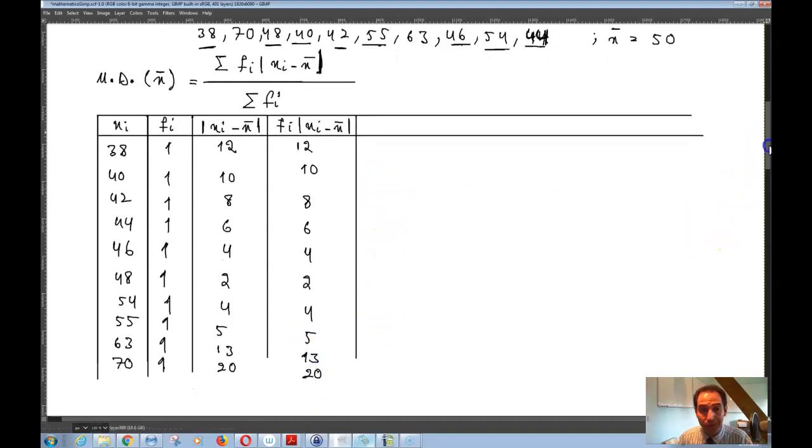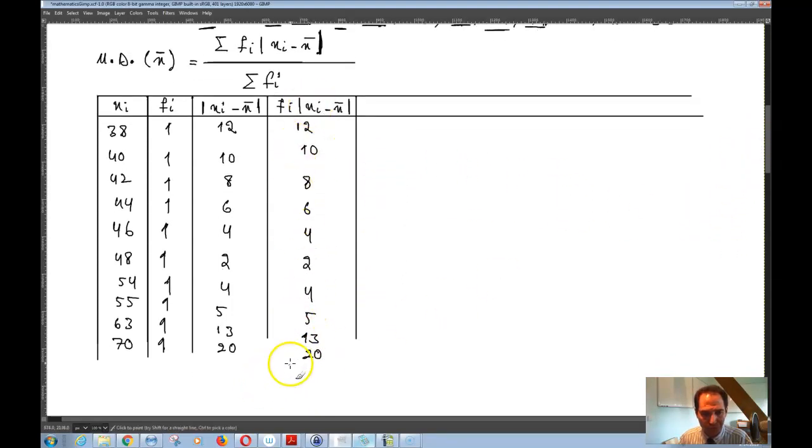And then if you want to take the sum of all of these numbers, you will get sigma f of i times the absolute value of x of i minus x bar, which is basically the sum of all of these numbers. This is 22. 22 plus 8 is equal to 30, 40, and 40 plus 46, 46, 51, 61, 64, and 84.